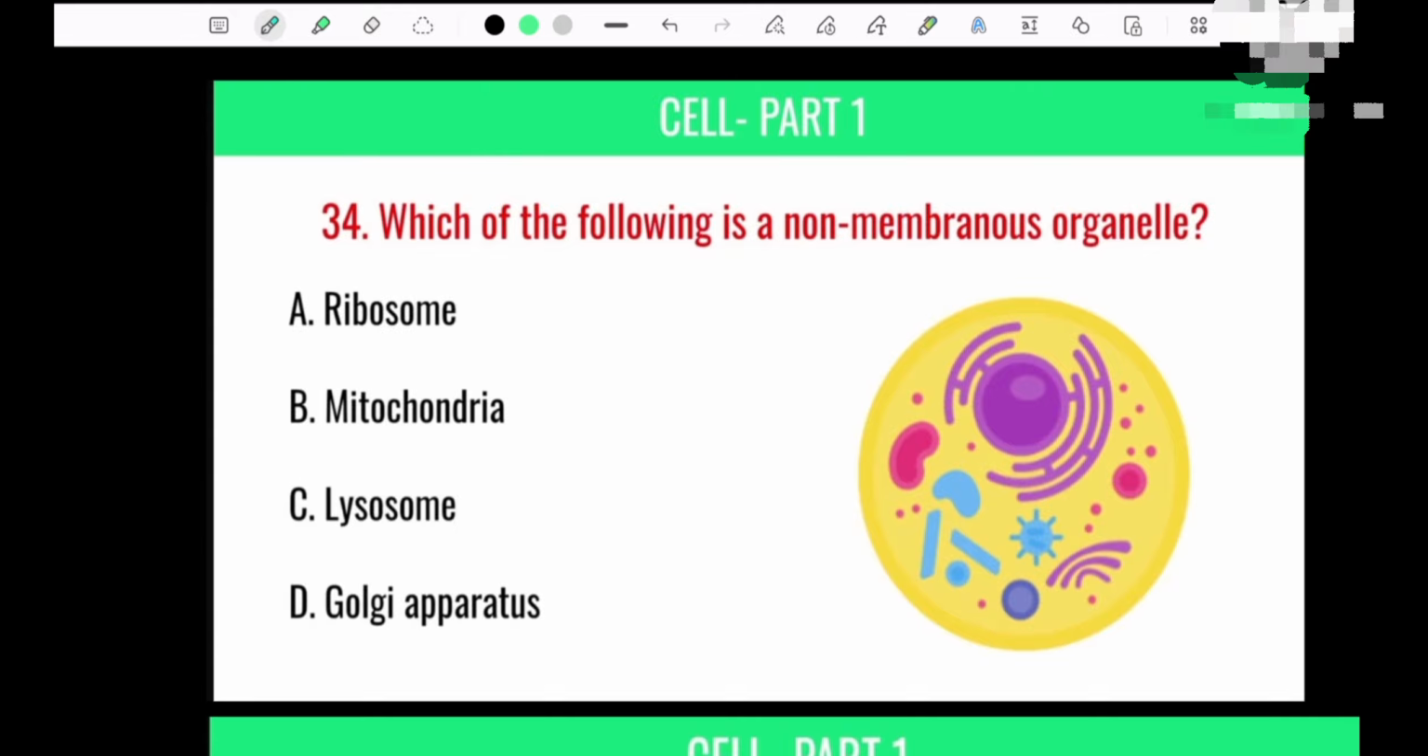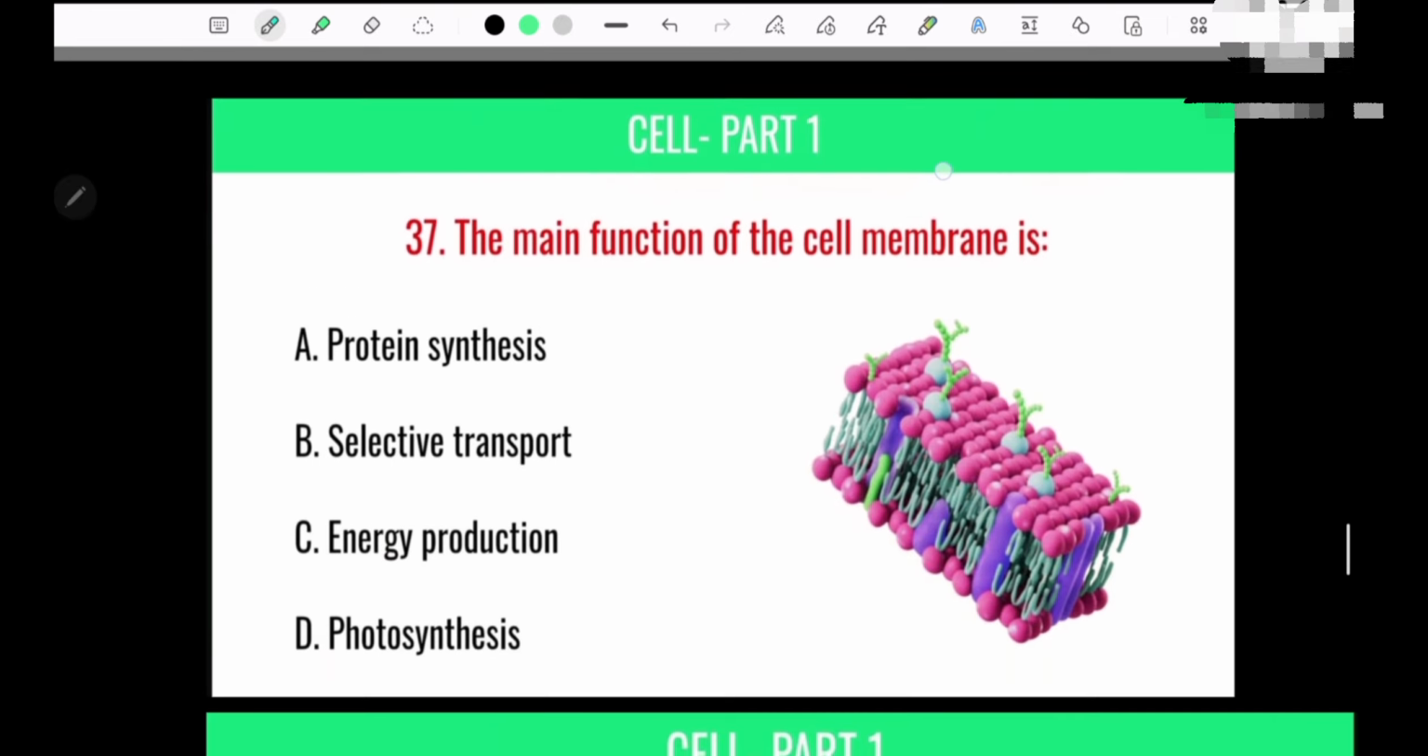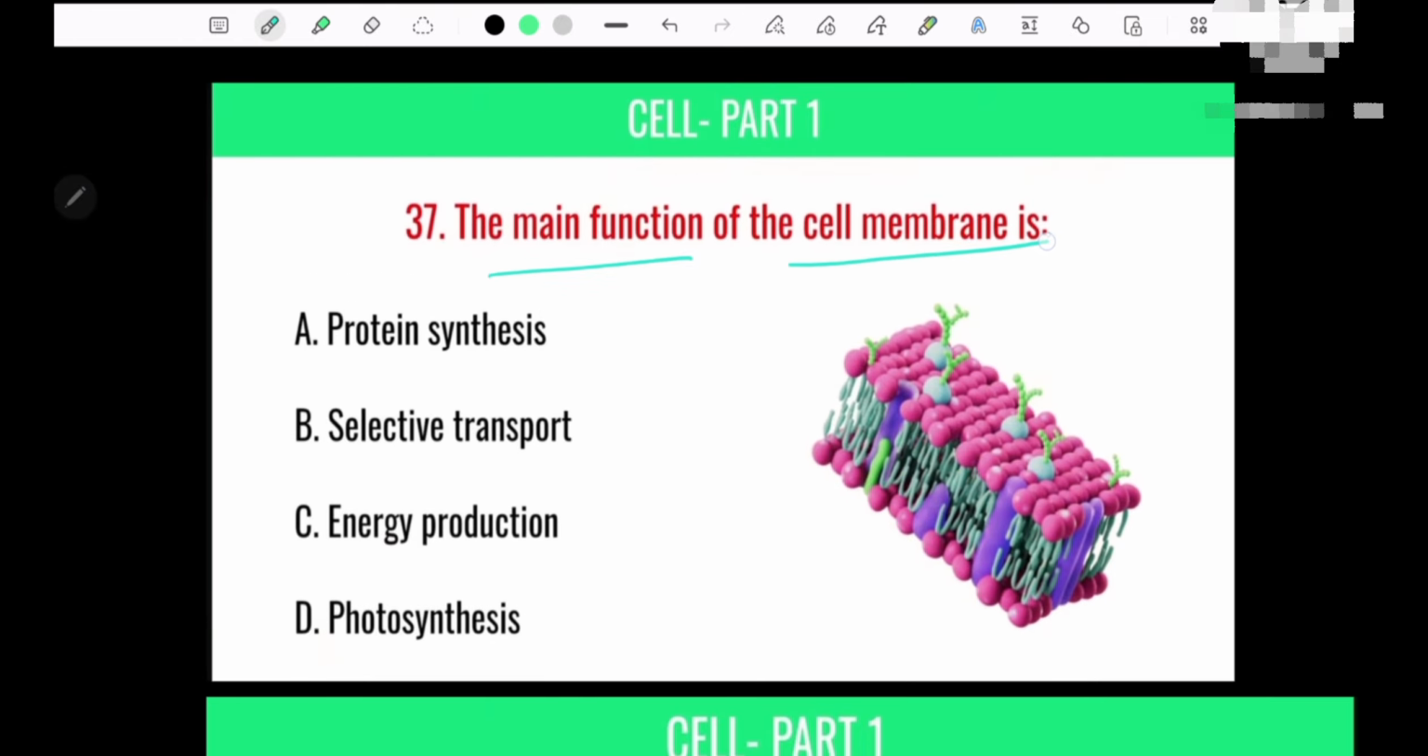Which of the following is a non-membranous organelle? Ribosomes. The process by which a cell engulfs a solid particle is phagocytosis. The main function of the cell membrane is selective transport.